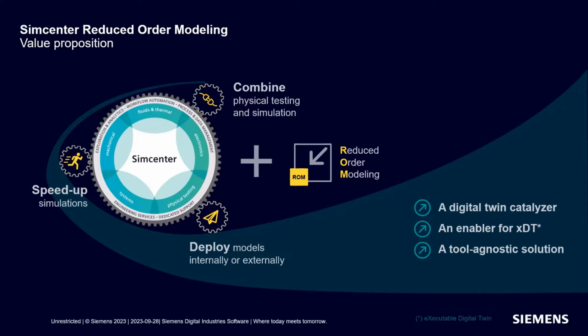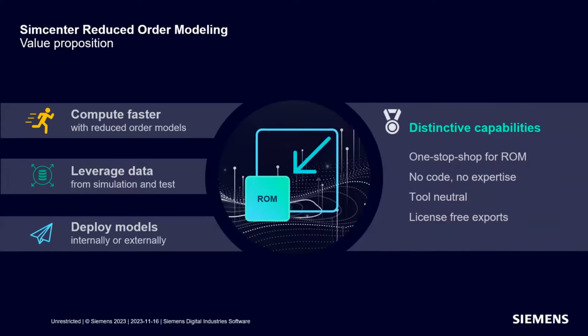And the solution is tool agnostic. So what it means is I can take data from other tool sets, maybe outside of our Simcenter portfolio or from our testing solutions, and really leverage them inside of this standalone tool. Right. So as said before, we want to reduce these models to get them to run faster, but we want to leverage both our data sets from simulation and test.